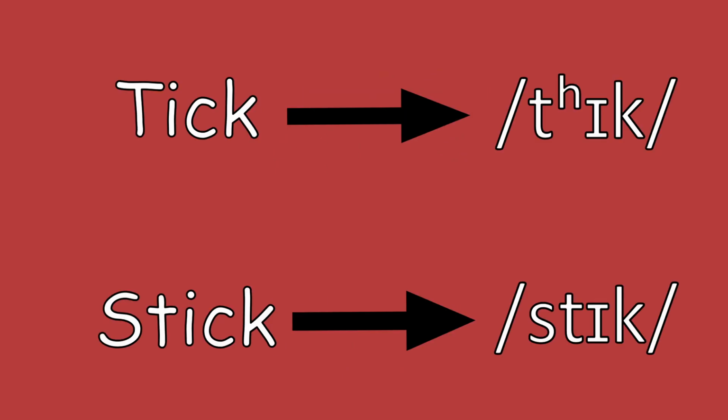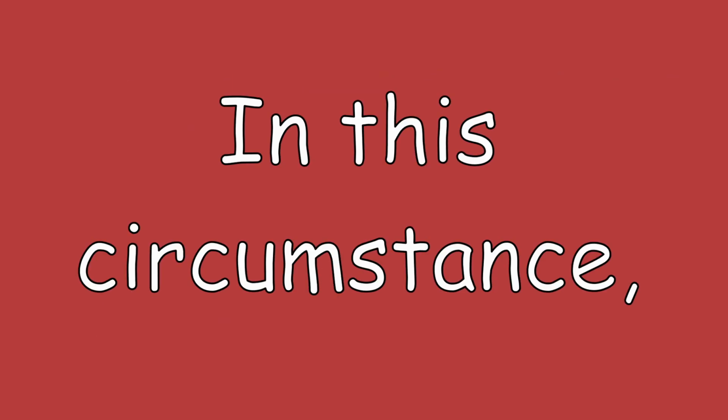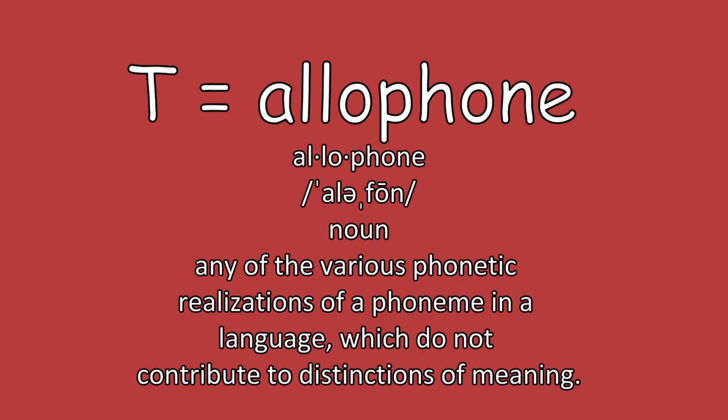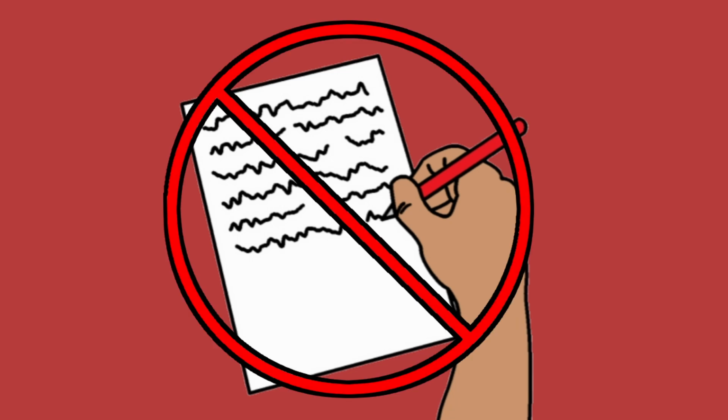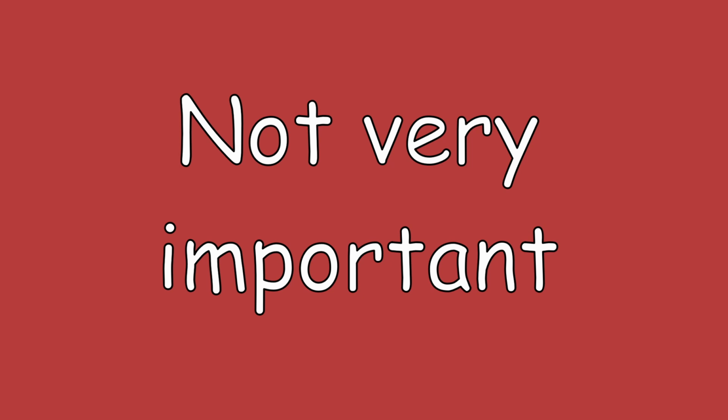Going back to "tick" and "stick," this rule is why the T sounds different. In this circumstance, the letter T is considered an allophone because it is the same letter pronounced in different ways. In English writing, there is no written way to know if a letter is aspirated or not. But in reality, it's not super important if you aspirate your consonants or not.